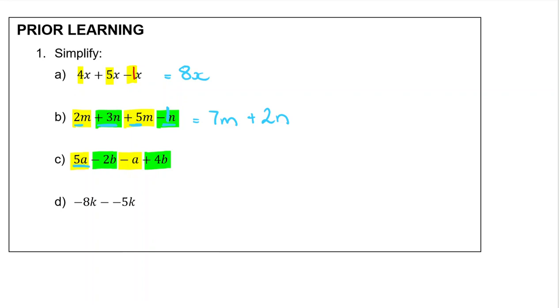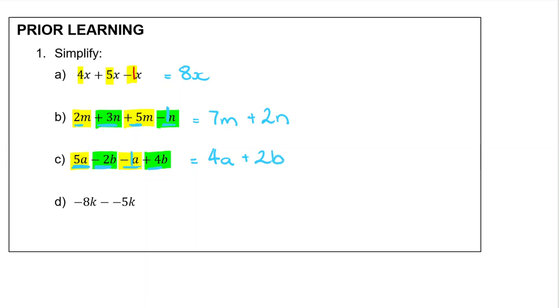We have 5a minus a sneaky 1a. 5 minus 1 is 4a. Then doing the b's, we start with negative 2 and we have to add on 4. Negative 2 plus 4 is a positive 2b.